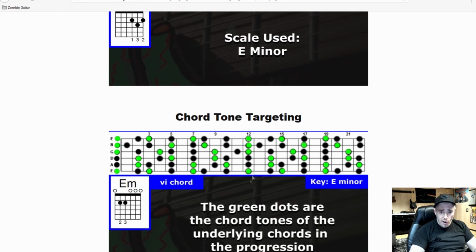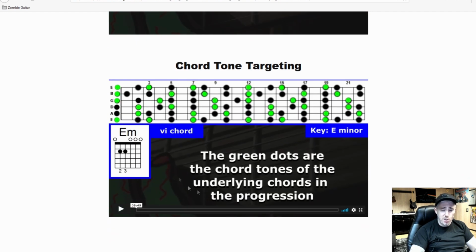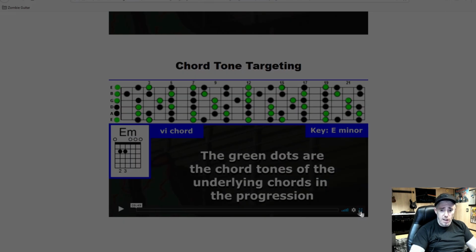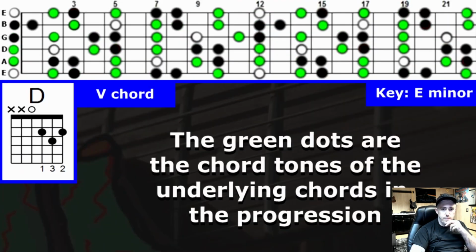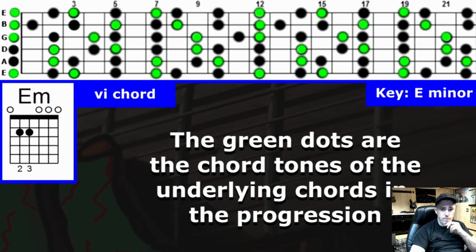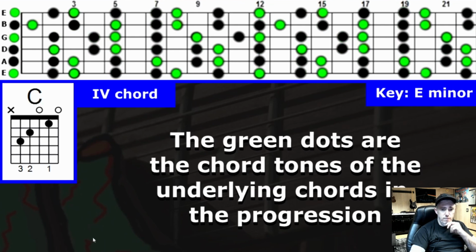The chord tone targeting portion of it, the layer 2 portion of it, is this video right here. So now the chord tones will light up. Alright, so now the chord tones are lighting up. And you're going to see that the green dots are your underlying chord tones. So we're pausing on the C.